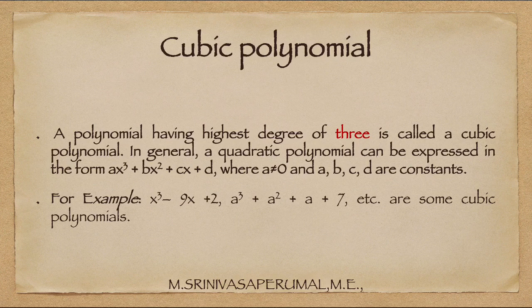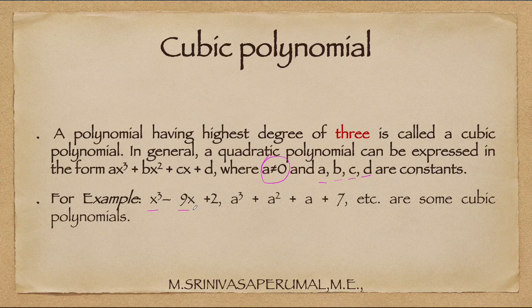Next, cubic polynomial. It is similar to quadratic. The maximum power is equal to 3. The same concept. The general equation is ax cube plus bx square plus cx plus d. So here also the same conditions. In a quadratic, the x square coefficient is not equal to 0. The same concept for cubic also. The maximum power is x cube, so the x cube coefficient, that means a, is not equal to 0, and a, b, c and d are some constants.